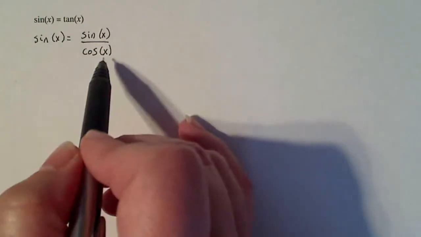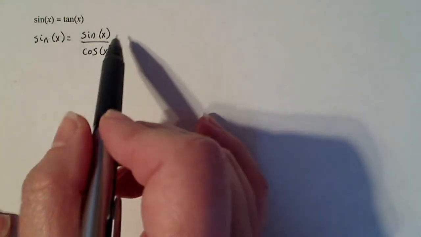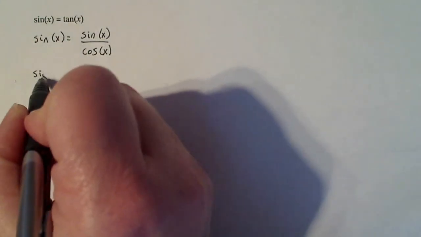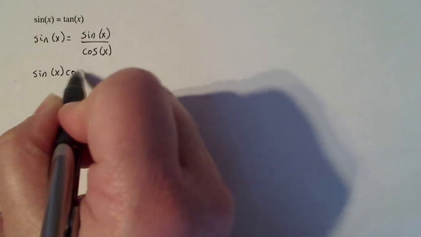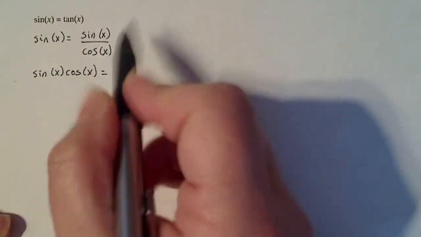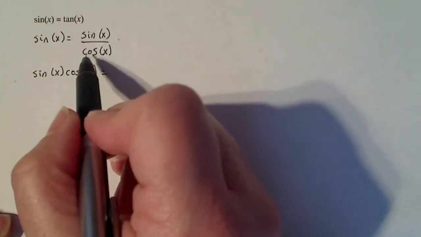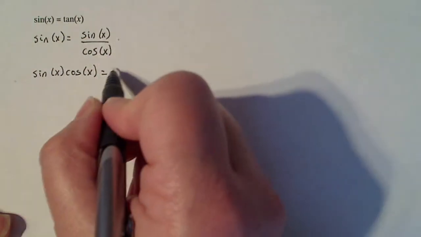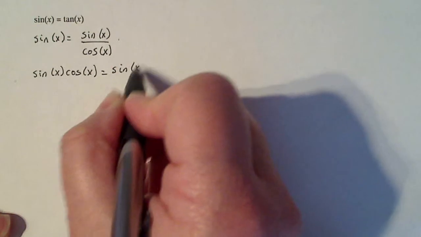Now I'm going to get rid of this denominator here by multiplying both sides by cosine x. So if I multiply the left by cosine x, I get sine x cosine x. And if I multiply the right by cosine x, that means that the cosine x on the top will cancel with the cosine x on the bottom, and I'll end up with just sine x.